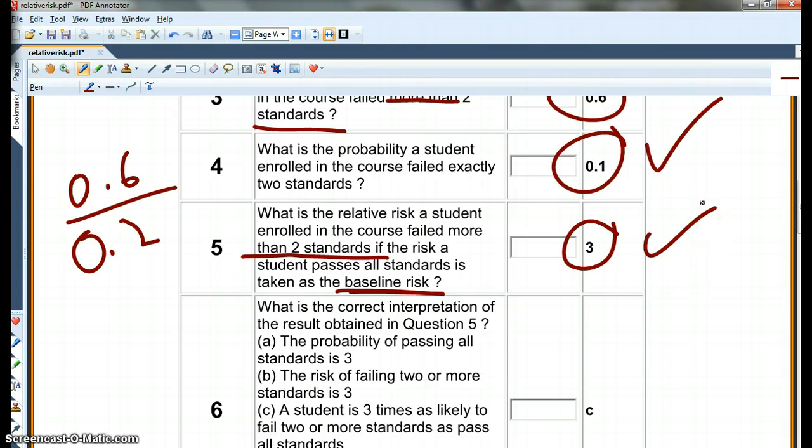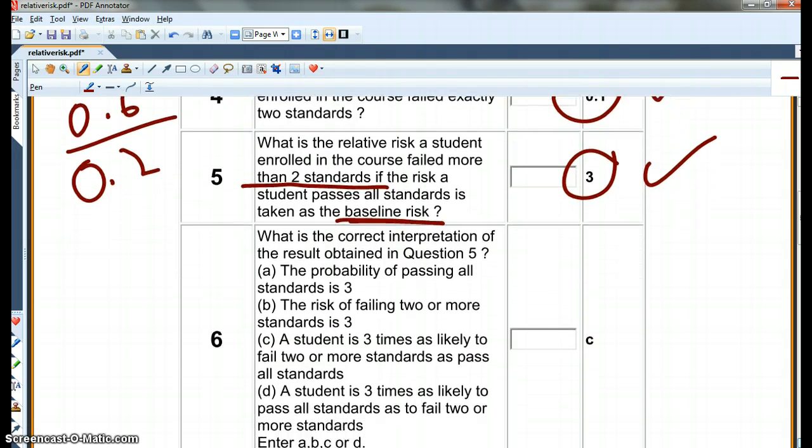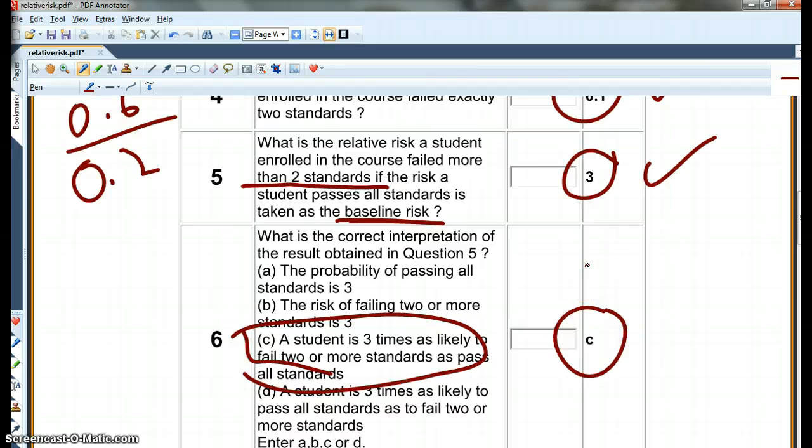And that means that you're 3 times more likely to fail more than 2 standards than you are to pass the lot. Okay? So a student is 3 times as likely to fail 2 or more standards as to pass the lot. So it's C. Okay, so it's like a multiplier.